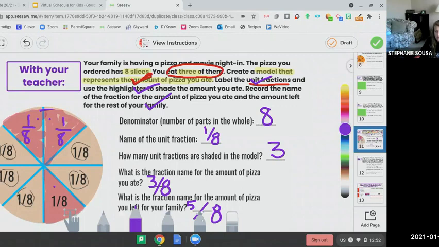Slide 12 gives you a word problem about a candy bar. So you will be creating a model and doing all of the steps that we just did about the candy bar in that problem as well. Okay.